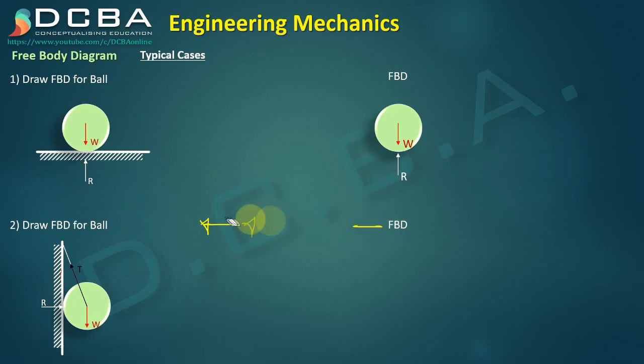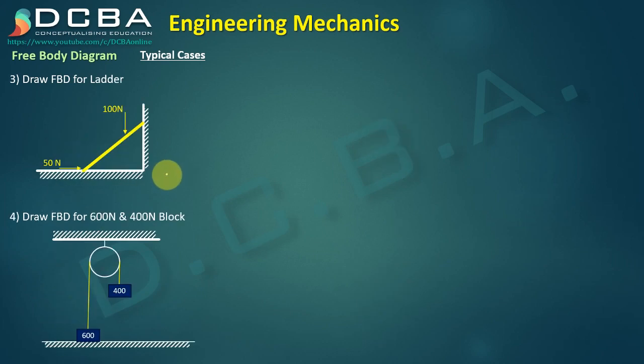The FBD is this simple thing. The FBD of the ball will be all the forces that are acting on this ball as well as the reactions. Now, the FBD of a ladder and the FBD of this 600 and 400 Newton block. Let us see first the ladder.